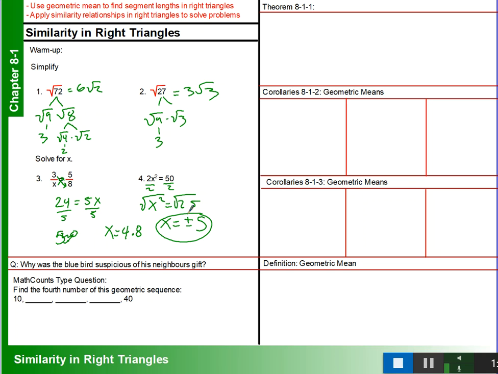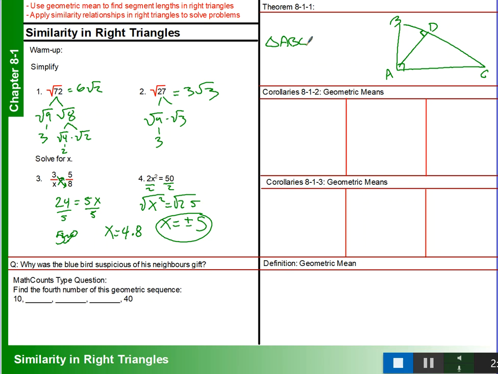All right, since that is out of the way, let's take a look at Theorem 8-1-1. This is a theorem that has to do with right triangles. So I'm going to draw a right triangle, and then I'm going to draw an altitude, which obviously is going to meet at a right angle. I'm going to call this A, B, C, and let's put D here. Now, if I'm looking at this drawing, I see 3 separate triangles. I have triangle ABC. It's obviously the biggest one.